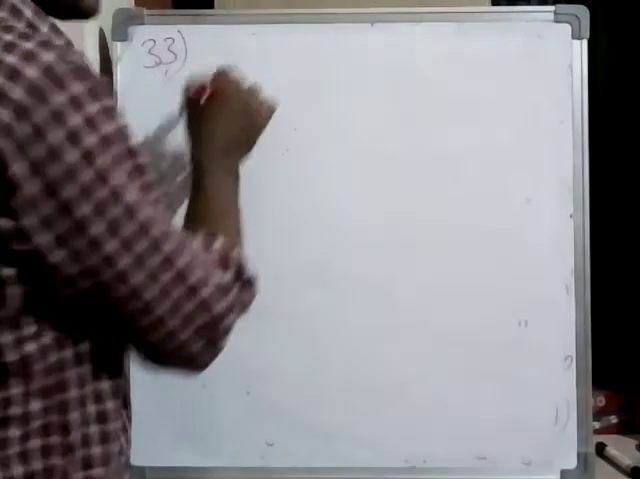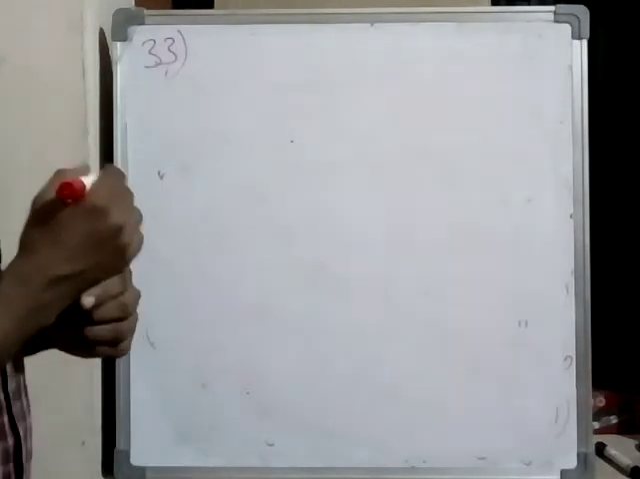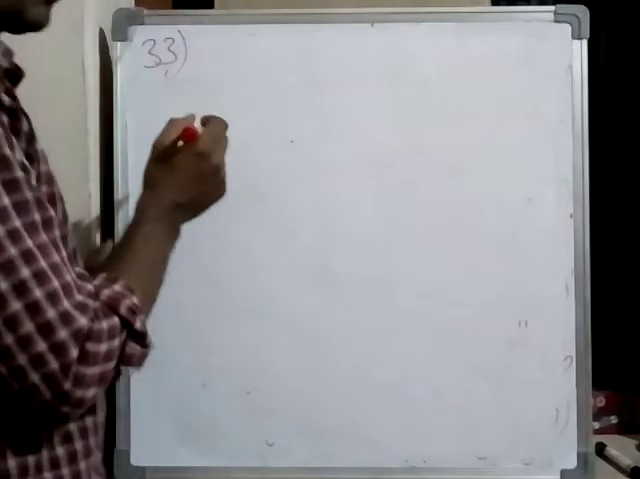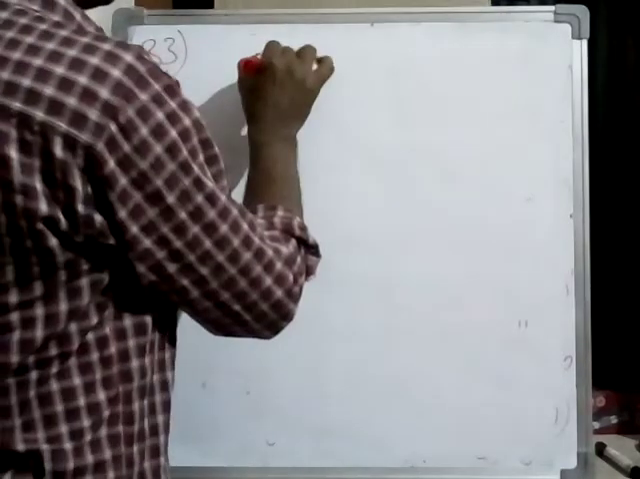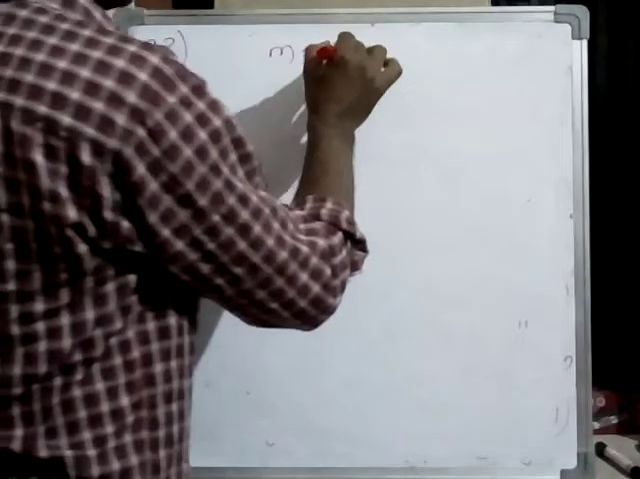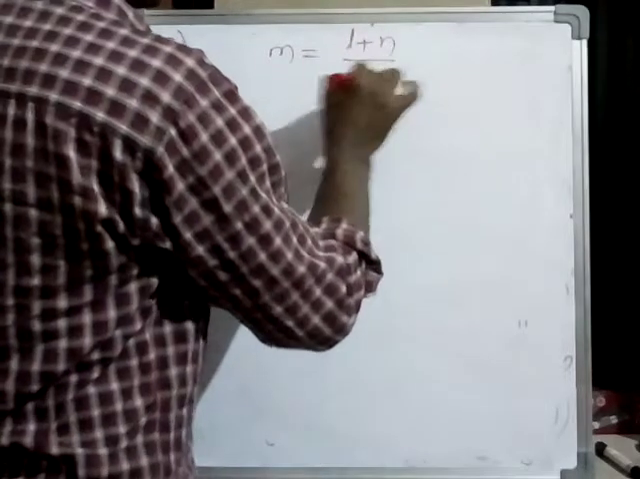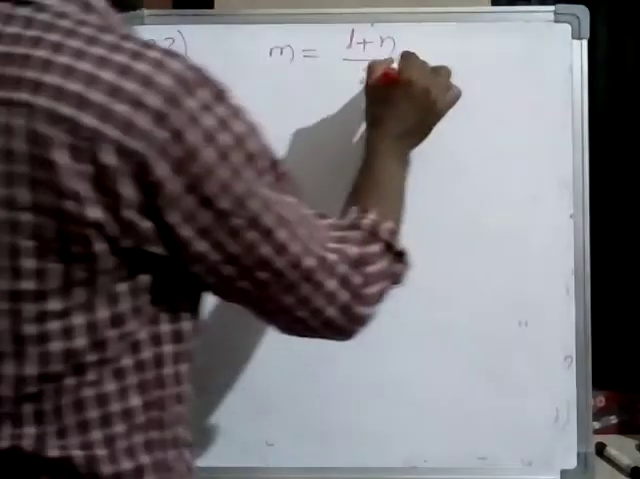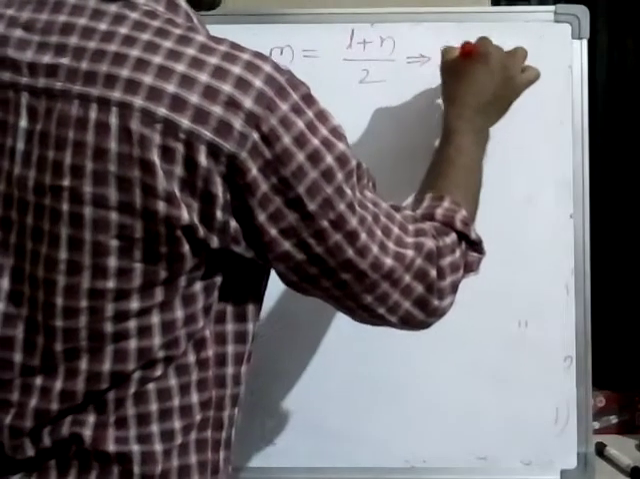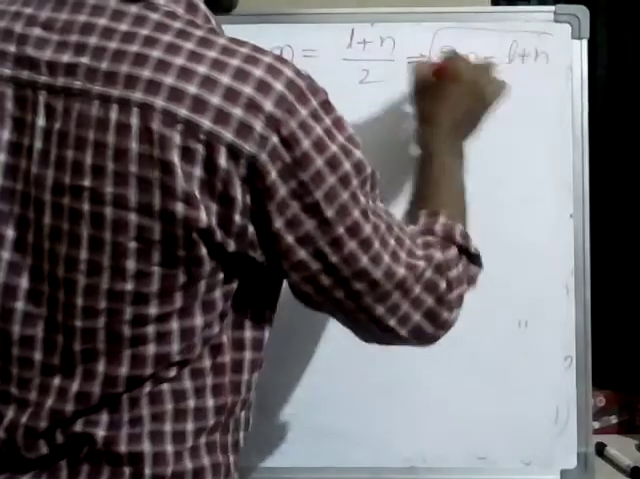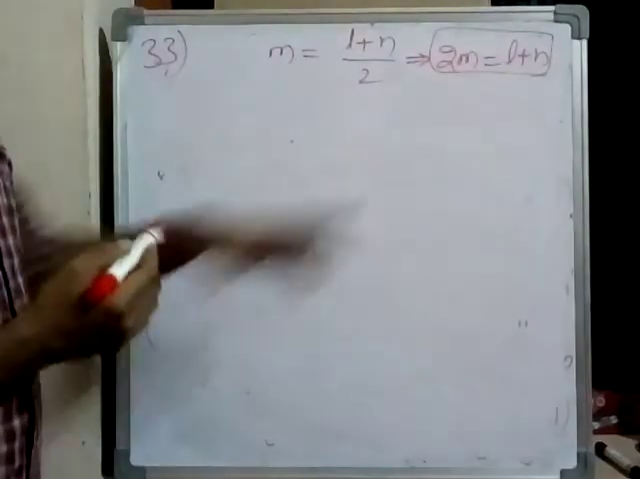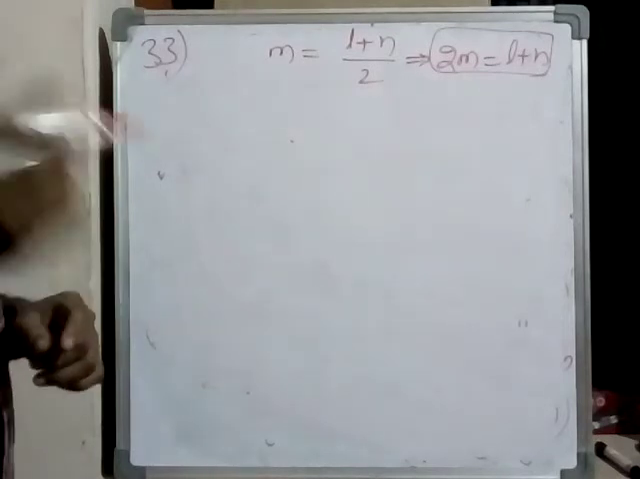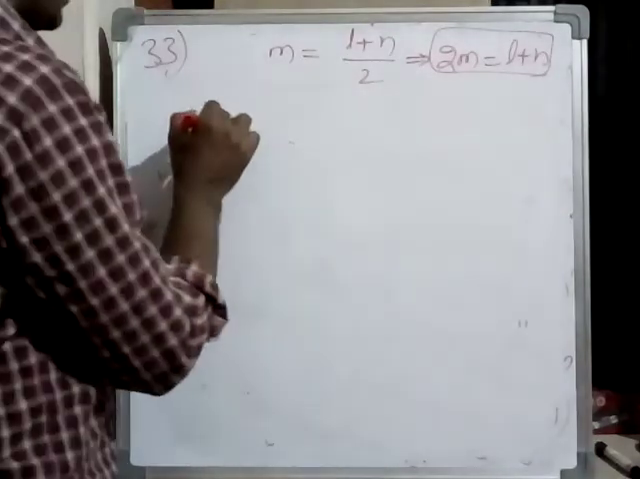So M is the arithmetic mean between two distinct real numbers L and N. So M lies between L and N. So M is equal to (L plus N) by 2, or 2M is equal to L plus N. And G1, G2, G3 are geometric means lying between L and N.